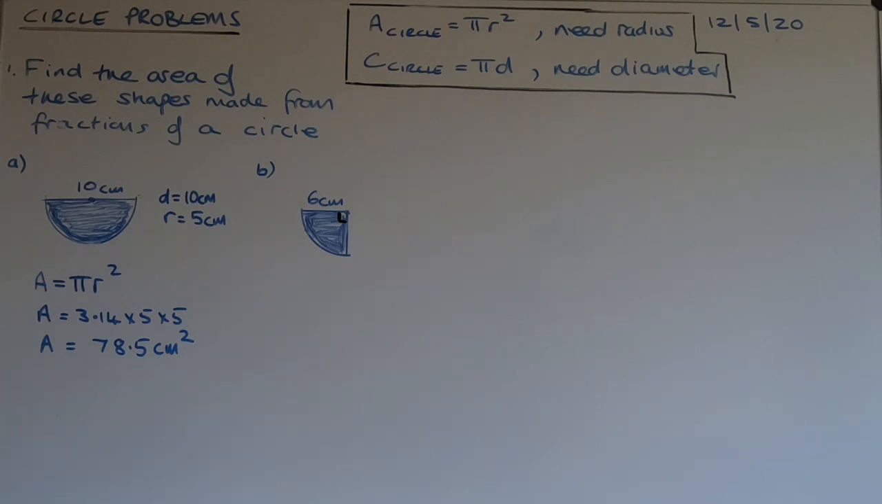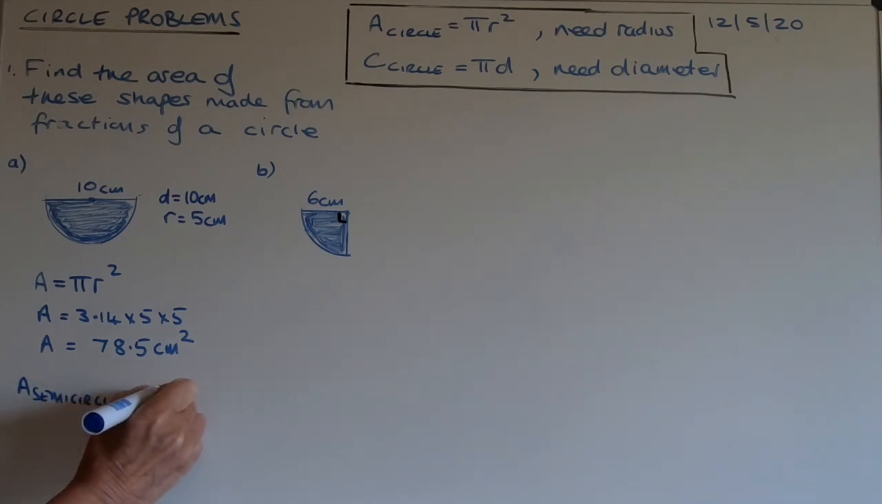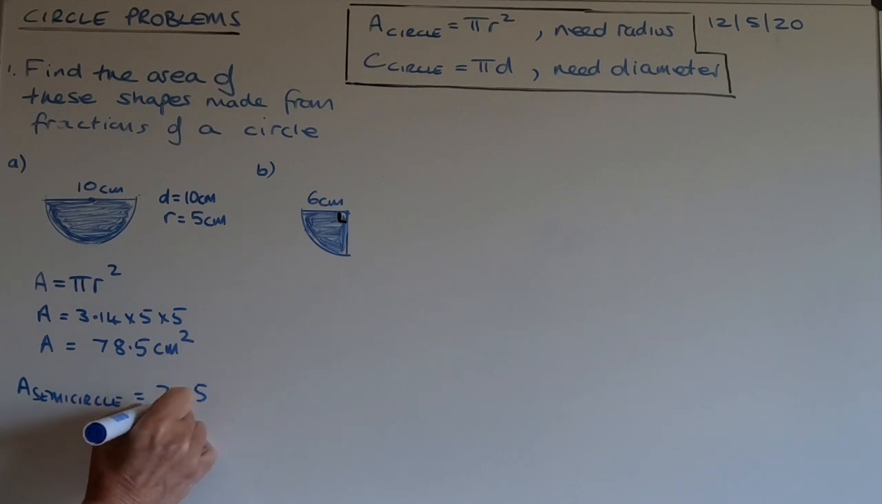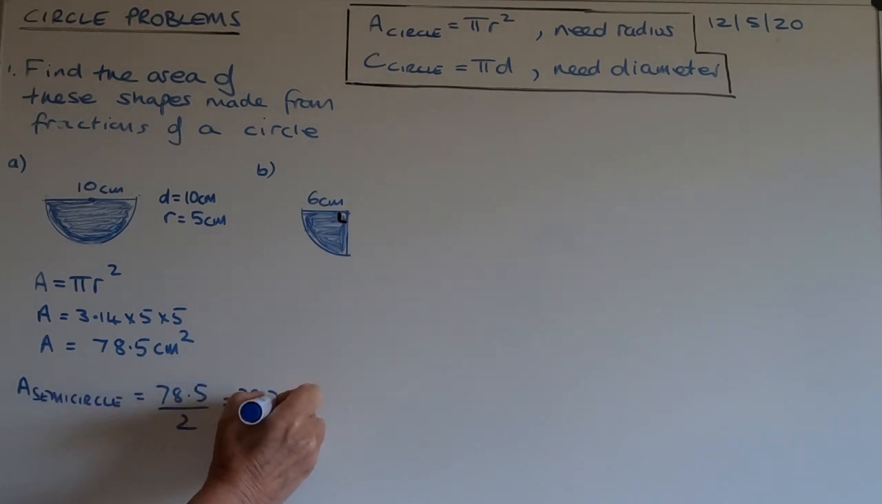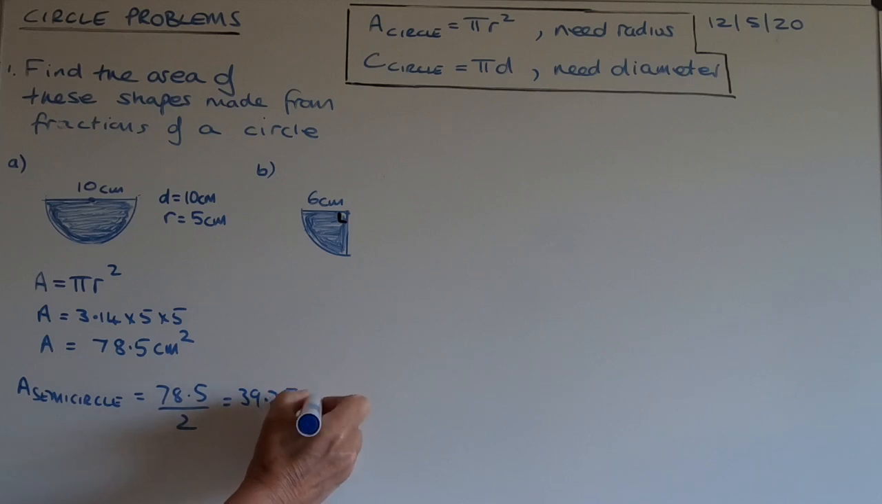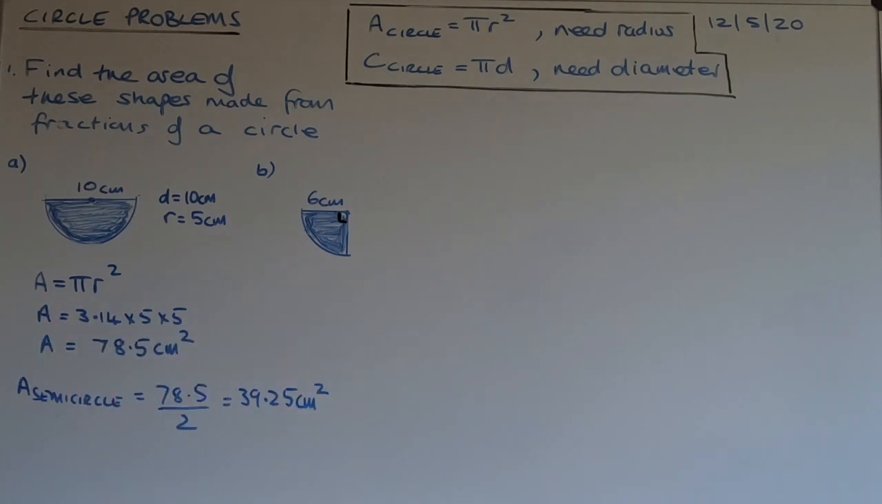Now that's the area of the whole circle. The fraction we have here is a semicircle, so it's half of that. So the area of the semicircle would be a half of that. 78.5 divided by 2. The area of the semicircle then, 39.25 square centimetres. Let's look on to question 2.